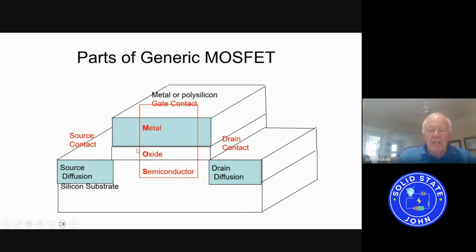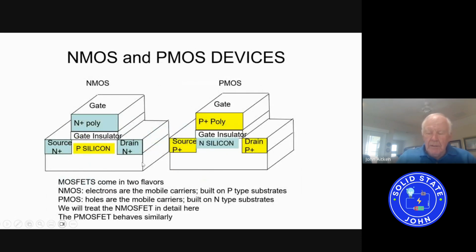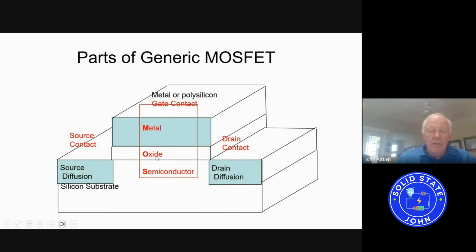The MOS part of this is depicted here inside, and as you can see, it refers to the stack of materials here, the metal, the insulating oxide, and the semiconductor. The current is carried in the semiconductor. The oxide just provides an electric field to the semiconductor, which changes the conducting state of the semiconductor and turns this switch between the source and the drain on or off.